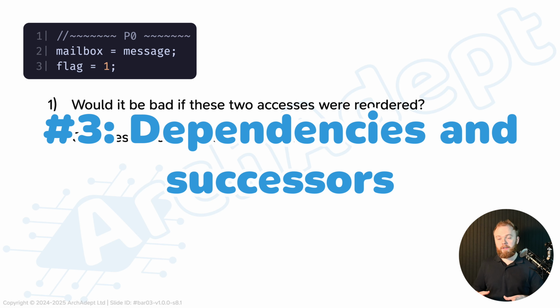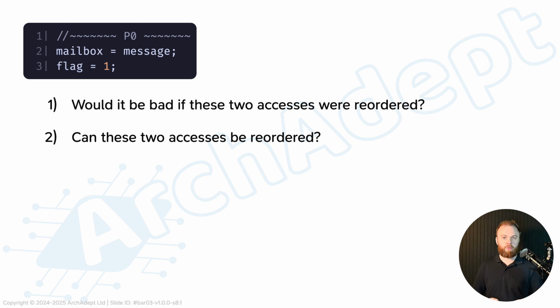And this is why we have two questions here that we have to ask ourselves as software engineers. It's not just a question of whether or not two accesses can be reordered, but whether it would actually be a bad thing if those two accesses were to be reordered. If it makes no functional difference on the outcome of our program, then it's fine for the hardware to reorder those accesses. And as we saw over the previous two lessons, allowing the hardware to reorder such accesses is a good thing.